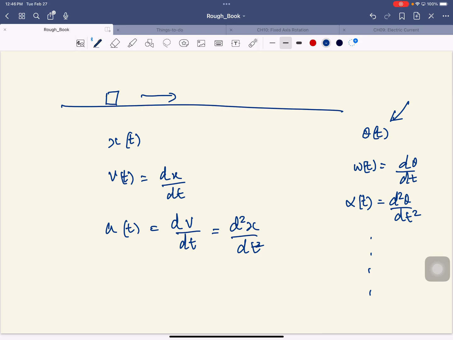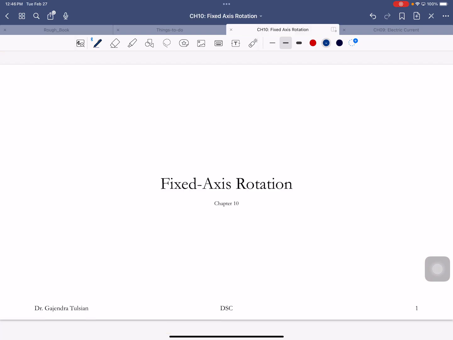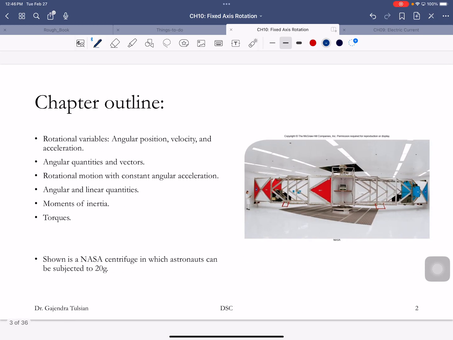Every formula that you studied for one-dimensional motion, you'll study for fixed axis rotation. As we see each new formula in this chapter, I'll remind you what formula it corresponds to in 1D motion. So rotational variables, you already have learned that. It's the angular position that we'll use, and angular quantities and so on. Torques, you will learn, are the parallel of forces.